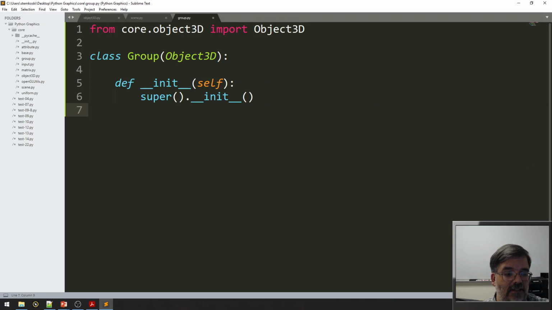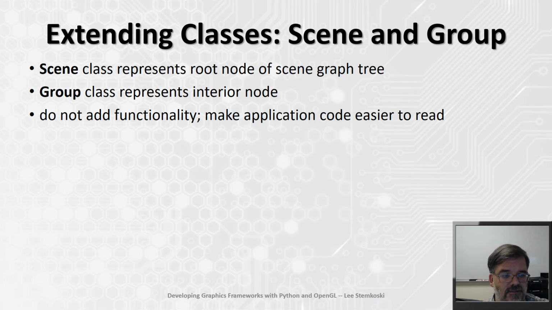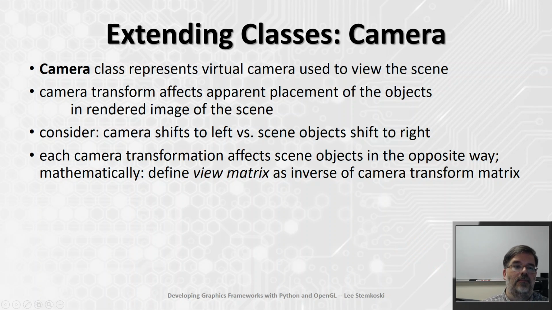Next, let's go back and see what the next class we have to make is. So the next class is going to be the camera class. The camera class is interesting. It represents the virtual camera that's used to view the scene, but the camera isn't a physical object that's rendered. It has no actual appearance in the scene. And cameras require a little bit of thought because they do something to the scene. The camera transform is going to affect the placement of the objects in the rendered image of the scene.